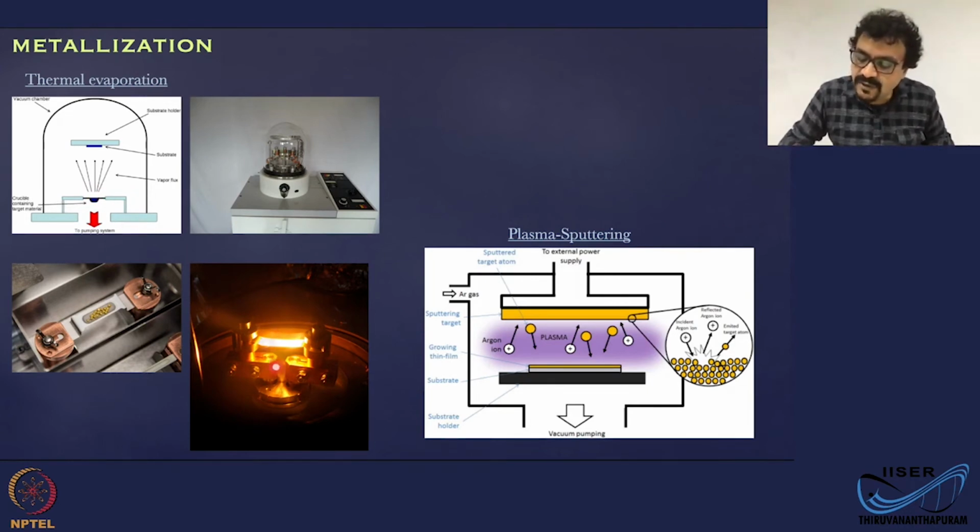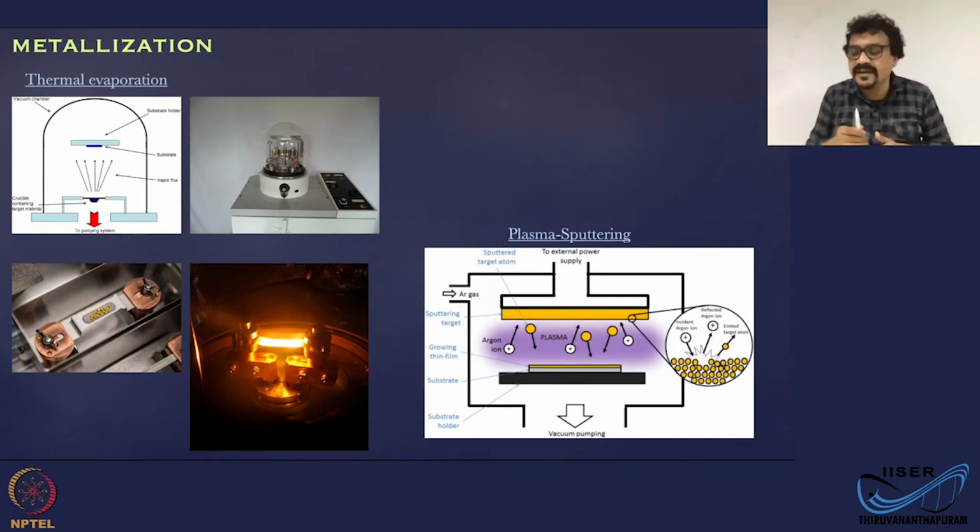Then it's going to glow like this, as shown here. Then this metal will evaporate and get deposited on the substrate. So assuming that most of these metal atoms travel perfectly normal to the substrate. And this is a picture of a simple machine which is called a thermal evaporator, and this process is called thermal evaporation.